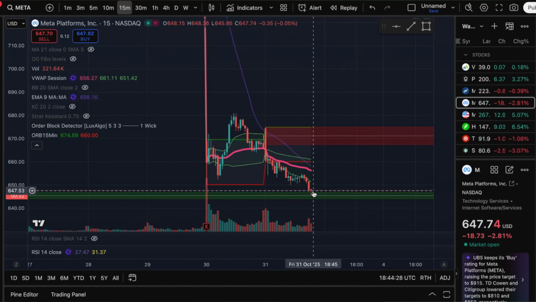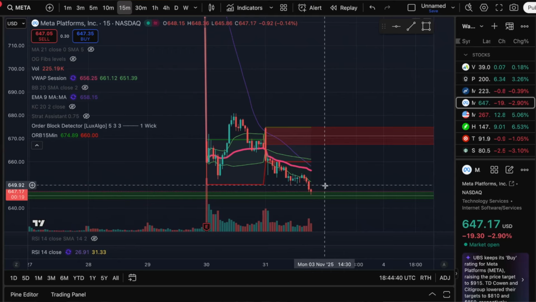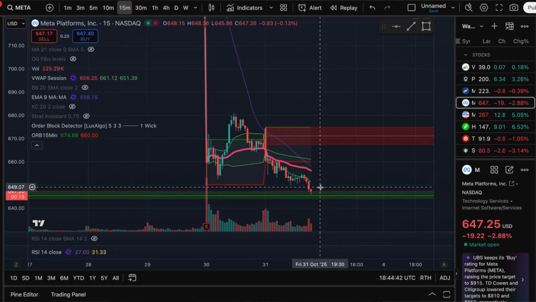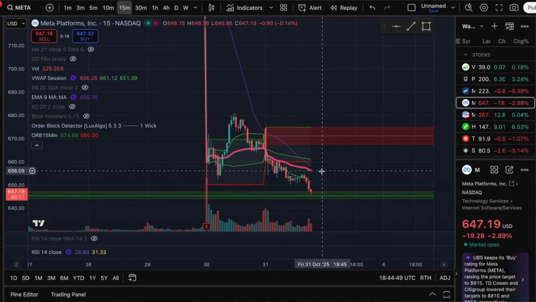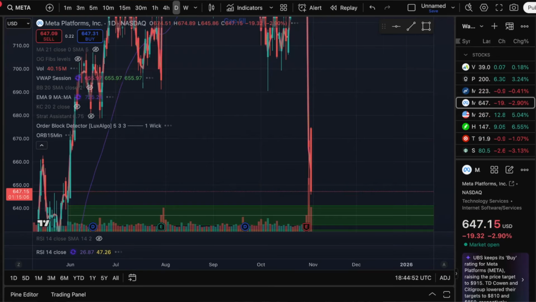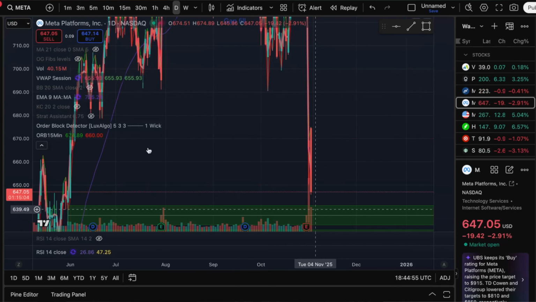Now, some people would get in right here. The day's not over. Some people would get in right now. That's cool. It could work out, but the likelihood of it going up is a lot stronger and more probable once we get a candle that has a higher high and a higher low. So if in the next 15 minutes this closes bullish, it would be a smart move to get in and maybe ride it up to the VWAP. If we take it to the daily, we haven't quite gotten to the order block yet.